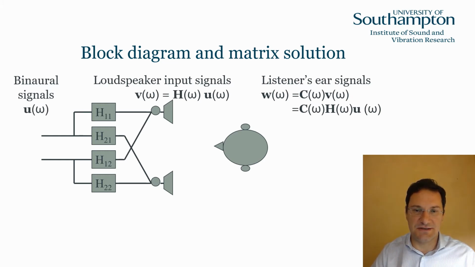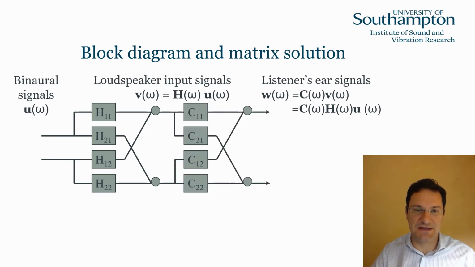Then the loudspeaker signals are going to reach the left and the right ear. We can express all the physical plant matrix, as it were, with this matrix C. In other words, the transfer function between the left loudspeaker and the right ear, if you like, is going to be C11, whereas the electroacoustical transfer function between the right speaker and left ear is going to be C21, and so on.